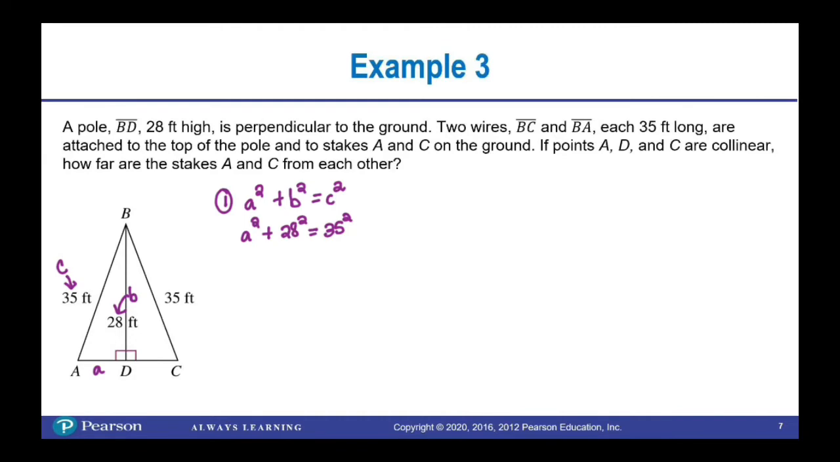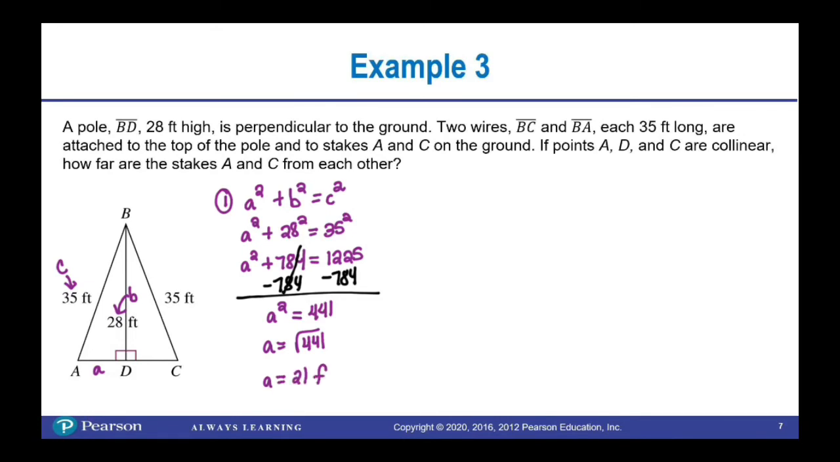Plug into the Pythagorean Theorem. B is 28 and C is 35. 28 squared is 784, and 35 squared is 1225. Subtract 784 from both sides, and we get that A squared is 441. Use the square root property, so A is the square root of 441, and that would be 21, and our units here are feet. Now I need to think about the length of DC.